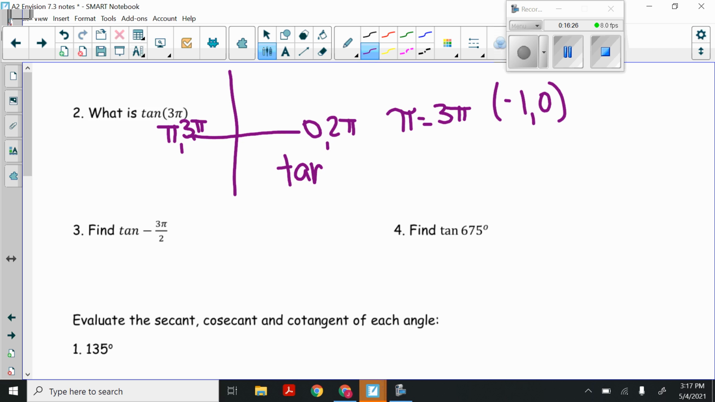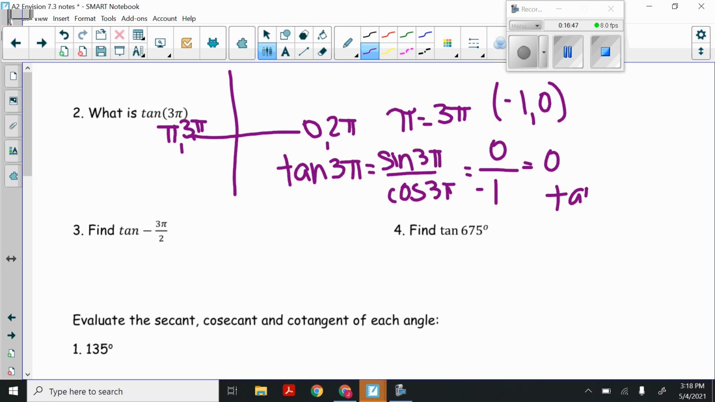So I know that the tangent of 3 pi is equal to the sine of 3 pi over the cosine of 3 pi. The sine at 3 pi is the same thing as the sine at pi. My y value is 0 over the cosine, negative 1. 0 divided by negative 1 is equal to 0. So the tangent of 3 pi is equal to 0.